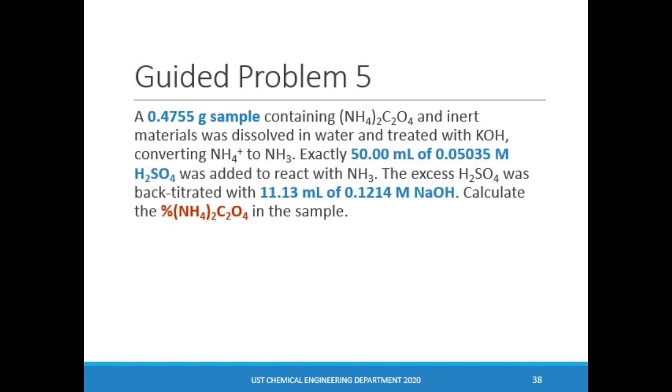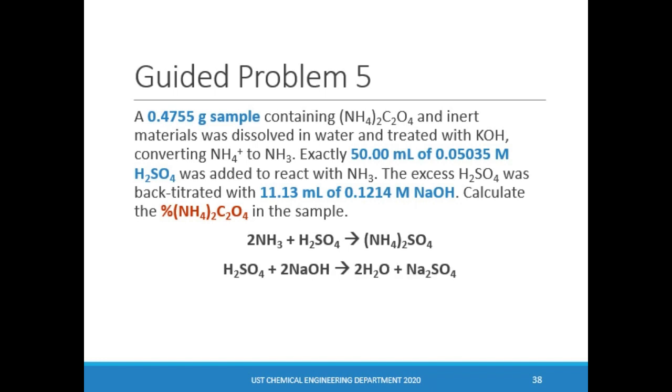Since we will be solving this problem using molarity concentrations, it is important to determine first the balanced equation for the main titration reaction and the back titration reaction. In the first stage, ammonia is reacted with excess sulfuric acid. Then, in the back titration, the excess sulfuric acid is reacted with sodium hydroxide.